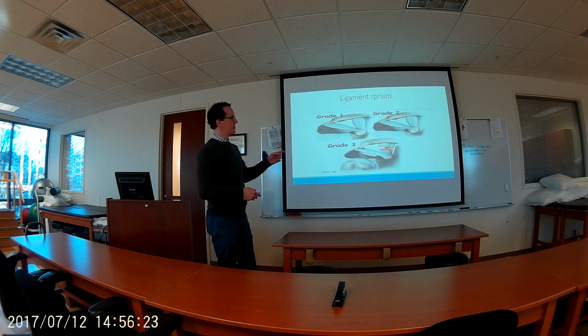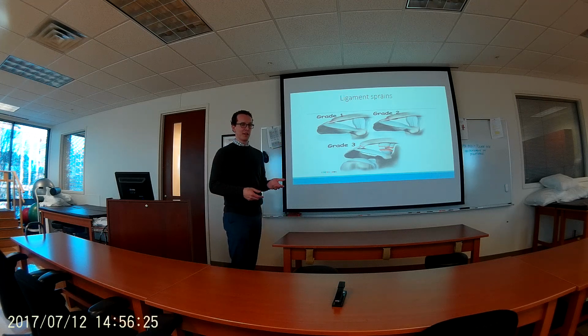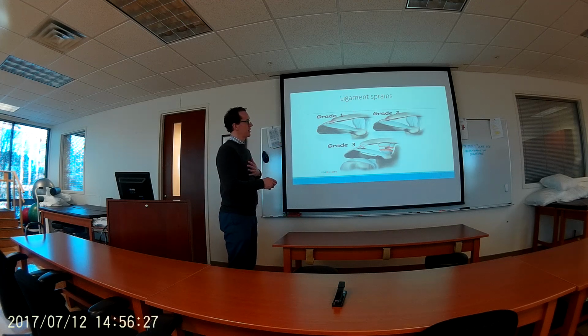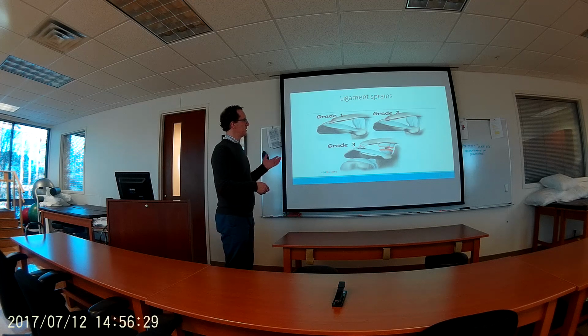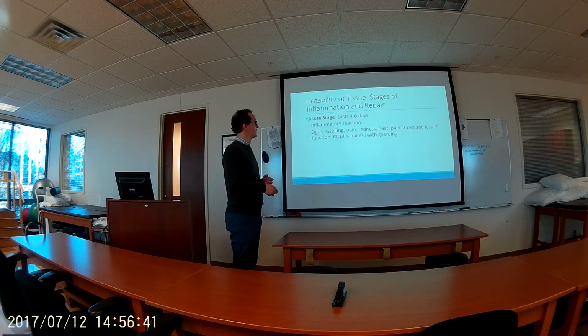Here's a visual representation for you, because I know a lot of you are visual learners, showing grade 1, grade 2, and grade 3 injuries. Note the progression: in grade 1 there's irritability of the tissue. Grade 2, there's irritability with some mild injury. And then grade 3, really significant tears and laxity.